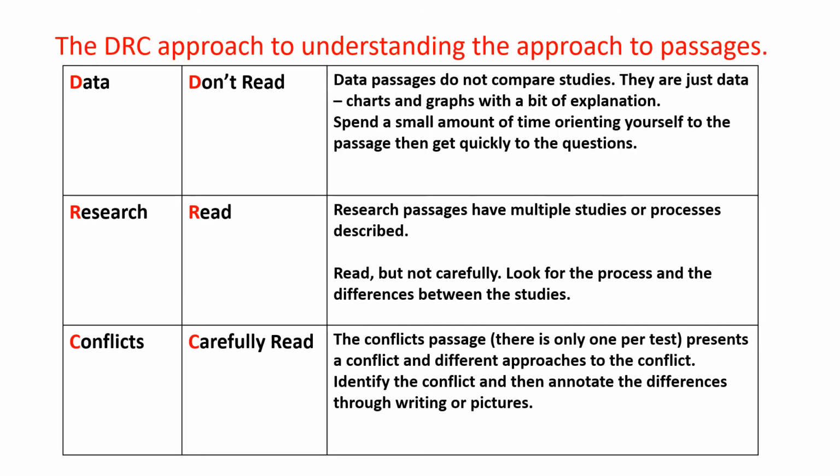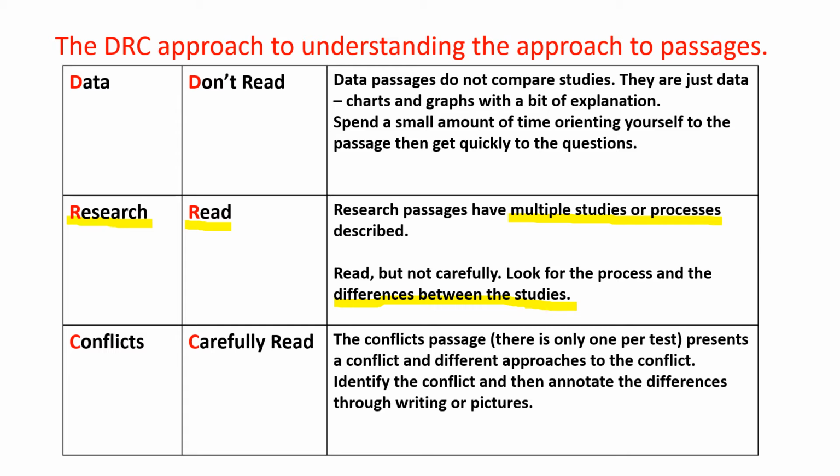Okay, we're in passage 3. This is a research passage from 61C. That's the test. Remember the DRC approach to reading: since this is research, this is the R. So you read, not carefully, but you just read through it to understand the multiple studies or processes. You're not reading super carefully, but you're looking for the differences between the studies.